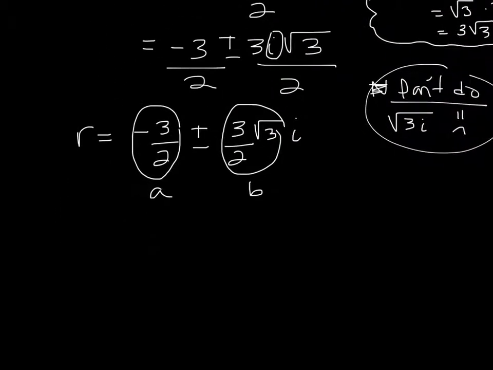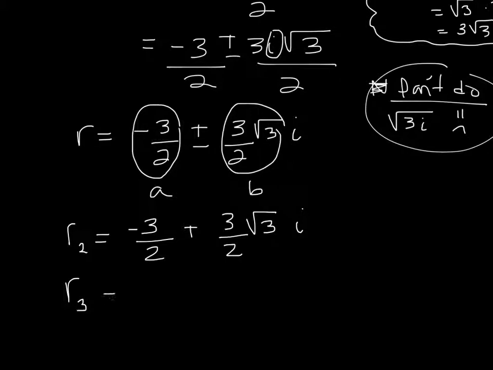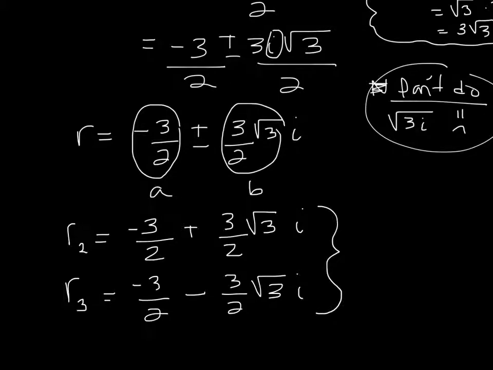And then I'm going to call this one R2, which is negative 3 halves plus or minus 3 halves root 3 i. Just kidding, one is plus and one is minus, so negative 3 halves minus 3 halves root 3 i. So here are our complex conjugates.